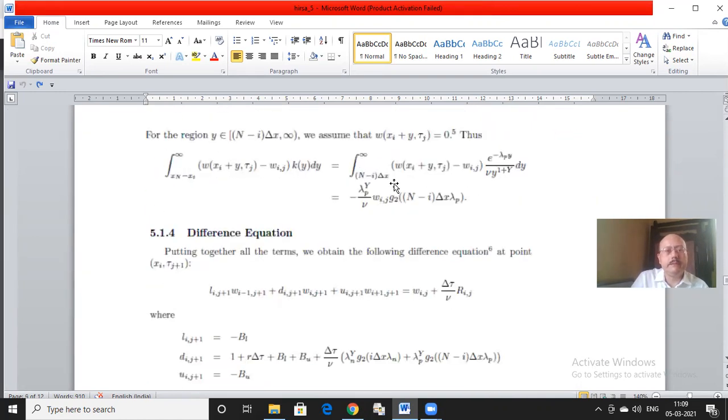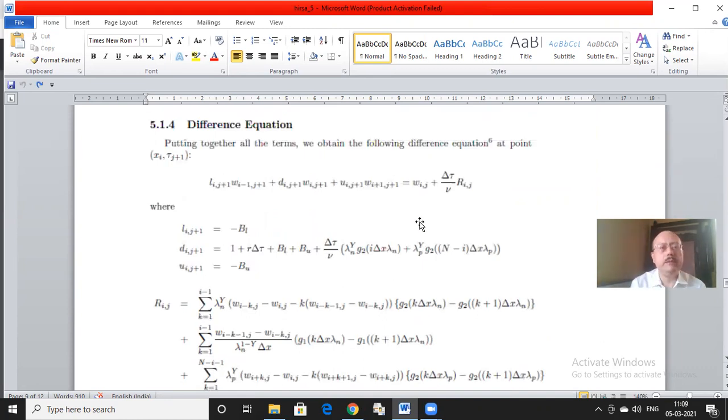So having done all that, let us recollect. Putting together all the terms, we obtain this difference equation now. So we were at point xi, tau j plus 1. Again, we are using a lot of shorthand. So Lij plus 1 is just minus BL now. What we are trying to do is write it in the usual LDU form, because we remember the tridiagonal matrix structure we are going to use, and we are going to consider that as a function call which is already available to us, solving the tridiagonal matrix system to get the values. So we want to write the new equation system using the old notation. So minus BL is now Lij plus 1, minus BU is now Uij plus 1.